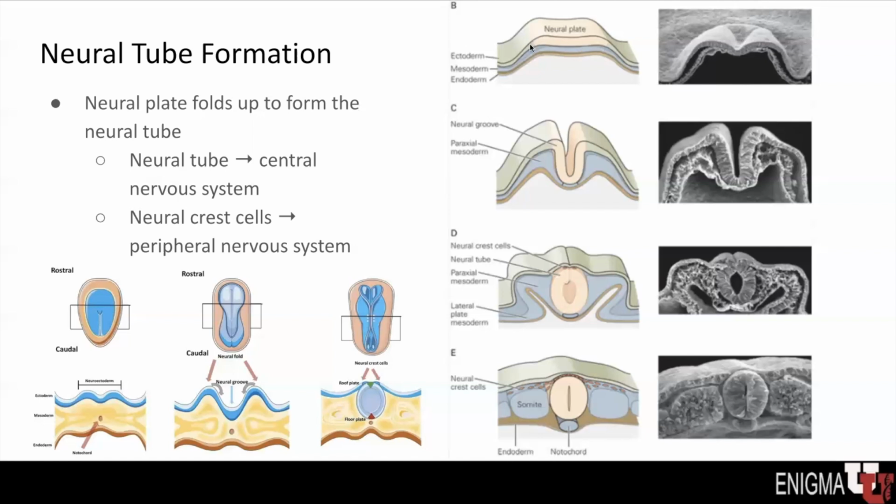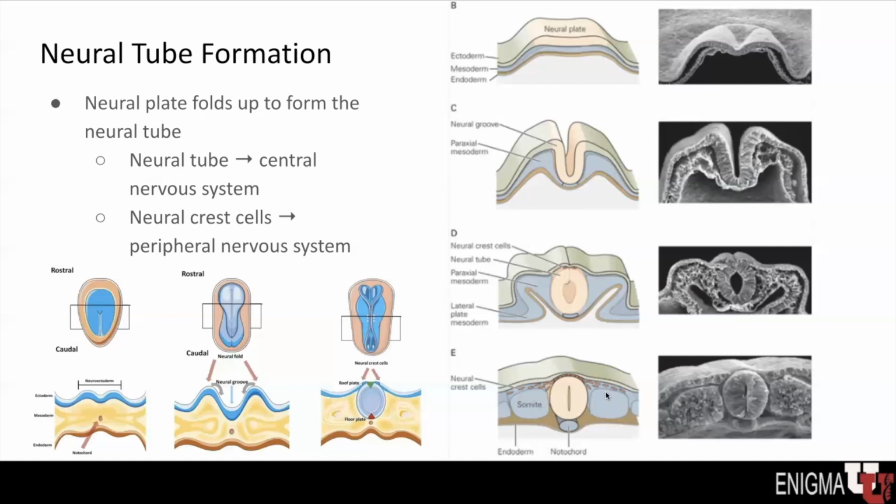So again, it starts with the neural plate. That neural groove starts to form, and you can see how that corresponds with the micrograph on the right. And again, you can see a little bit better here those three layers, the ectoderm, the mesoderm, and the endoderm, as this neural groove starts to form. With additional time, the neural tube starts to close, and we can see how that corresponds with the image here on the right. There's that neural tube.